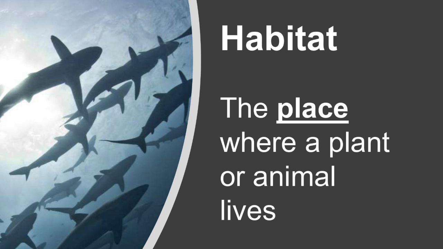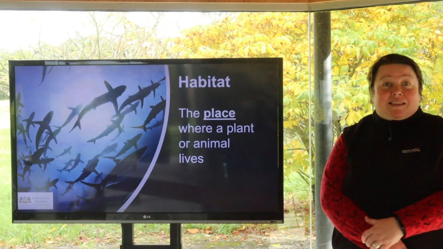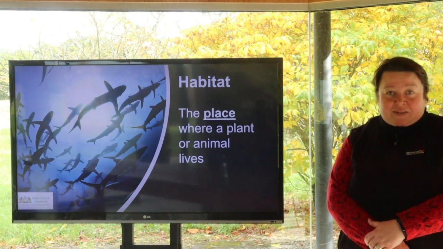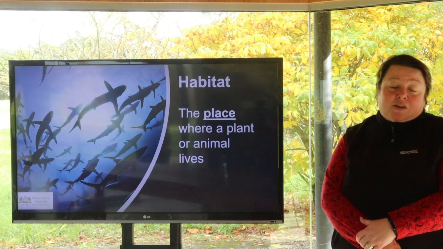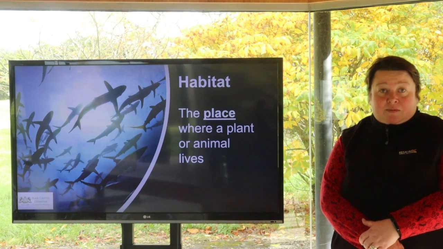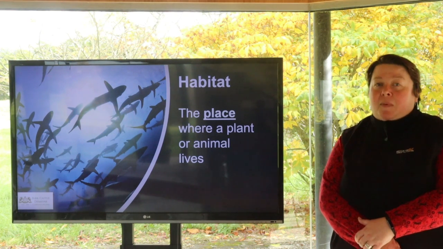The habitat, most people have already heard the word habitat. The habitat, quite simply, is the place where a plant or animal lives. In the domain here, we have several different types of habitats. We have woodland, grassland, and we have ponds and rivers. Later on, we're going to look at our pond habitat.